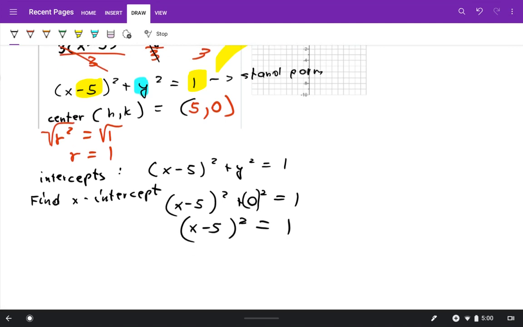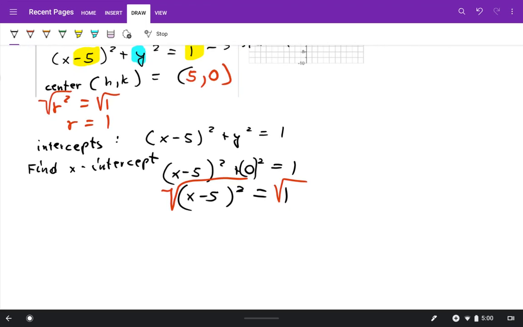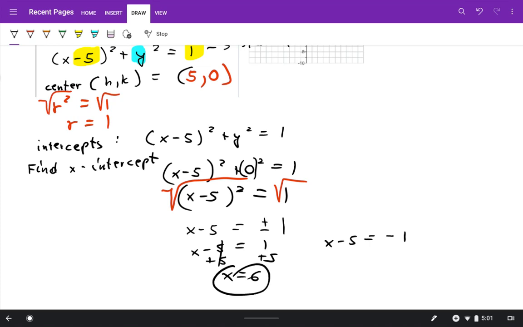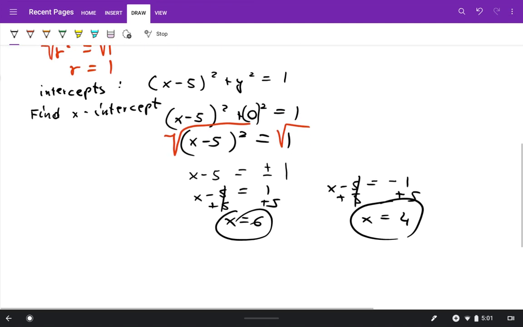I'm going to solve that using the square root method, which means to undo the second power, I'm going to take the square root of both sides. That will give me x minus 5 equals positive or negative 1. The square root of 1 can be positive or negative. So we solve two equations, x minus 5 equals 1 and x minus 5 equals negative 1. Adding 5 to both sides, we get x equals 6. Adding 5 to both sides again, we get x equals 4. So we have two x-intercepts.